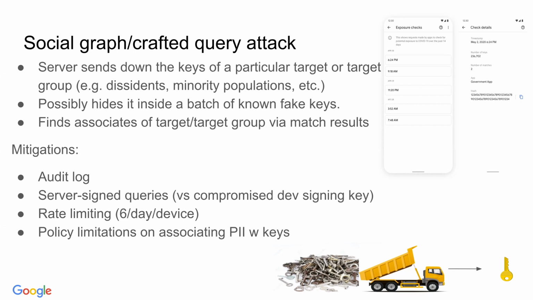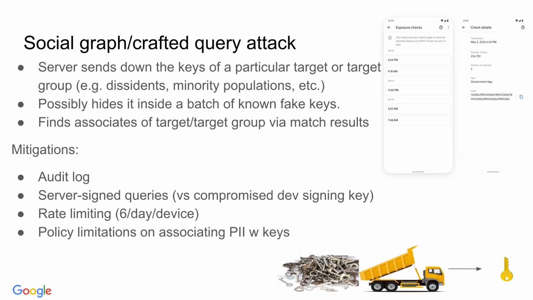But we realized that there's also an attack that you could perform where instead of showing up with a large dumper truck full of keys and not knowing which one of those matched, you could show up with a single key or a small set of known, identified keys, and say, hey, have you seen this key? And then using that attack, you could essentially back out the set of people that the user has been in proximity with.